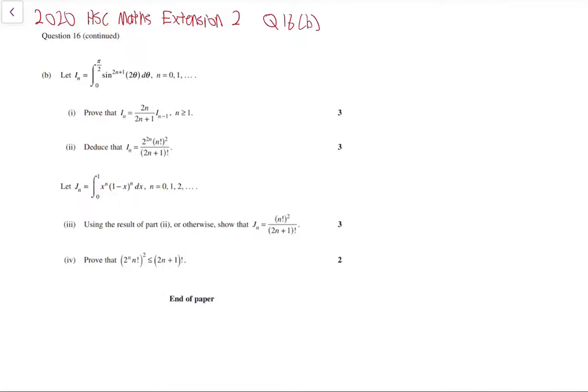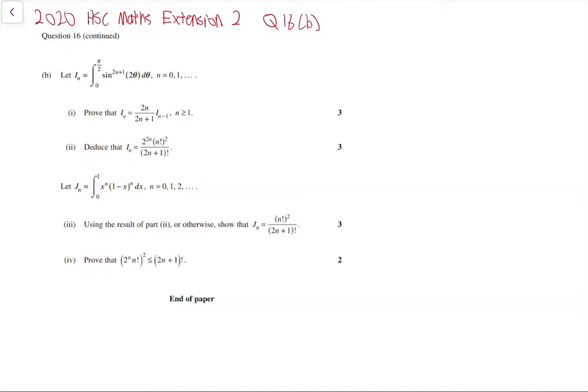Today I'll be solving the final question of the 2020 HSC Maths Extension 2 exam. So we have question 16b. We've got an integral I_n equal to the integral from 0 to pi over 2 of sine to the power of 2n plus 1 of 2 theta d theta. And we have to prove I_n is equal to 2n divided by 2n plus 1 times I_(n-1).